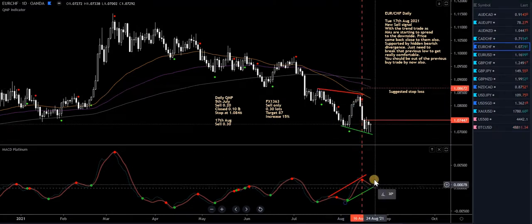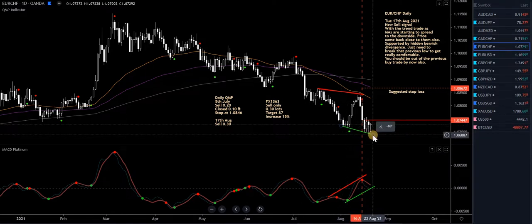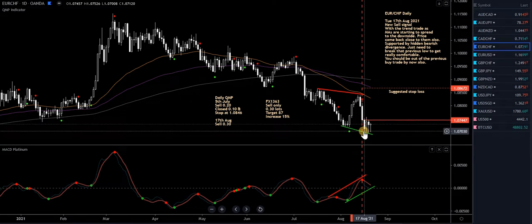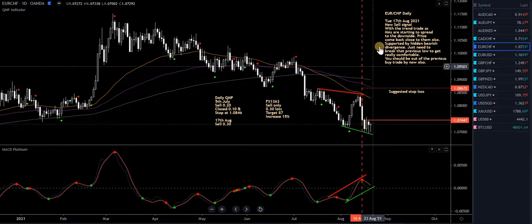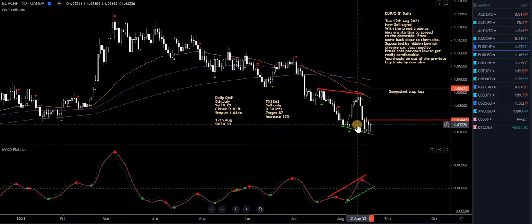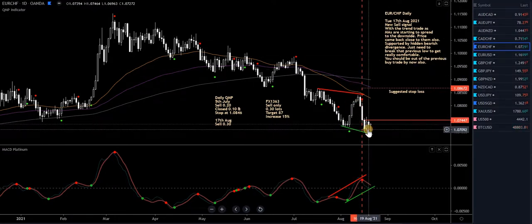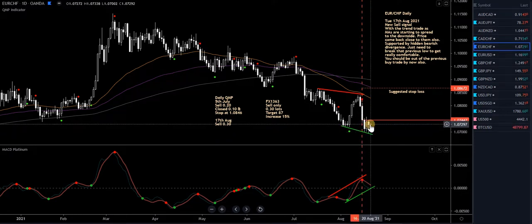The MACD Platinum, again, possibly setting up for regular bullish divergence. It went well on the first day, popped up, sort of bearish bullish candle Friday. So it's a little bit undecided. It's not a big move of this pair, so it can go sideways for a long time. At the moment, we're still on the sell.